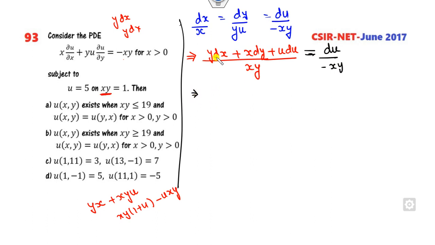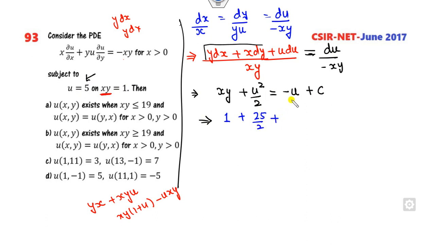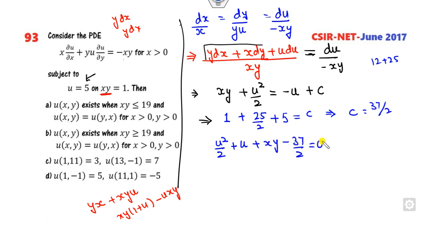Now you can integrate them. The first two terms will give you xy. This is u squared by 2. The right hand side is minus u plus c. So I can substitute the value here. So xy is 1. I can find the value of this: 25 over 2 minus, I can take as plus, is my c. So what is my c? It's 12 plus 25, that's 37 over 2. So I can substitute here: u squared plus u plus xy minus 37 over 2.